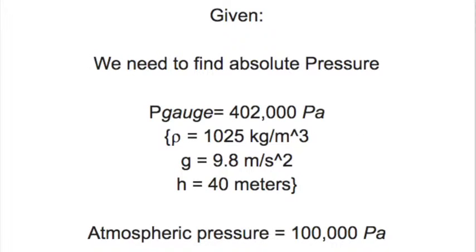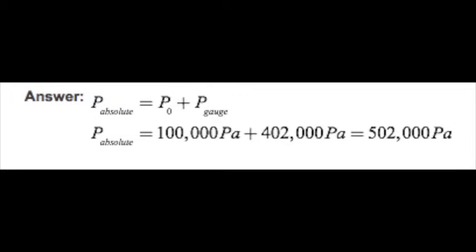So for the second question, we need to find absolute pressure. We found the P gauge, which was 402,000 pascals, and now we know the atmospheric pressure, which is just 100,000 pascals. So we'll just use the equation which we said earlier, which is absolute pressure equals atmospheric pressure plus gauge pressure, and the atmospheric pressure which we fill in is 100,000 pascals plus 402,000 pascals, which would equal 502,000 pascals.